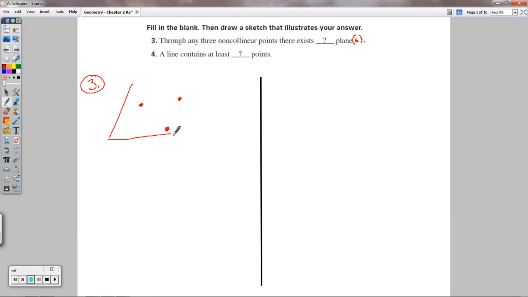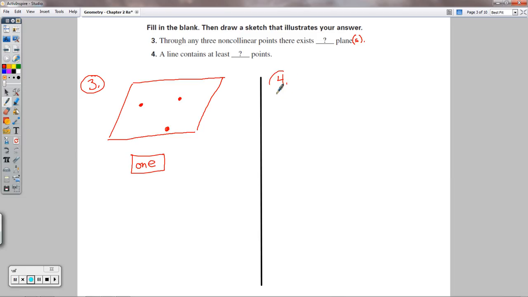This is drawing a sketch of this situation. So that's a possible sketch of the situation. There is just one plane. That's what goes in the blank. That's how we define, or that is a postulate about points and planes.